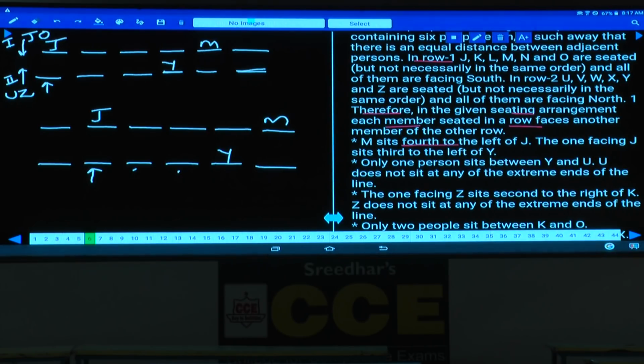And the one facing J sits 3rd to the left of Y, and only one person between Y and U. As only one person between Y and U, in the first case we are having 2 different possibilities, U can be either here or U can be here. And in this case, we are having only one possibility, one person between Y and U. And U does not sit at any of the extreme ends. As U is not at any of the extreme ends, now in the first case, U at this place is ruled out. Now finally we are left with U at this place.